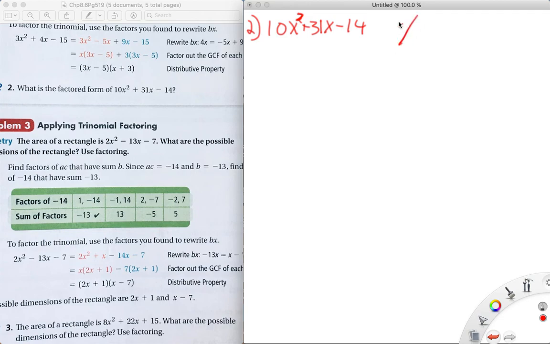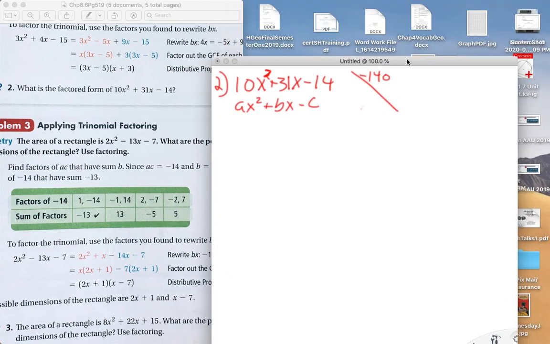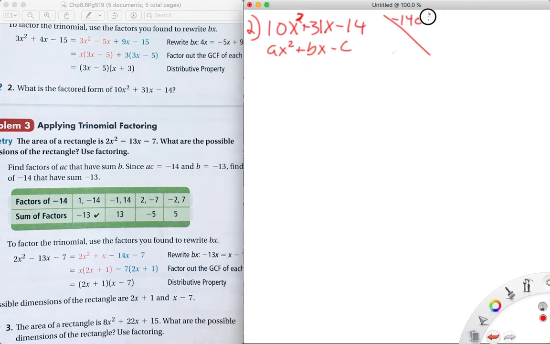Using the diamond method, remember that the number up top is the multiplication of the a term, right? So this is ax squared plus bx, and in this case, it's minus c. So it's going to be the a times the c. In this case, it's going to be 10 times negative 14, which is negative 140. And in the bottom, it's going to be the b term, which is positive 31.